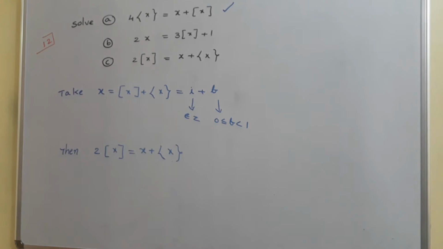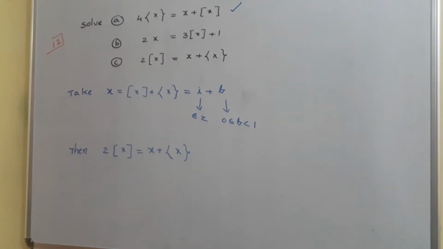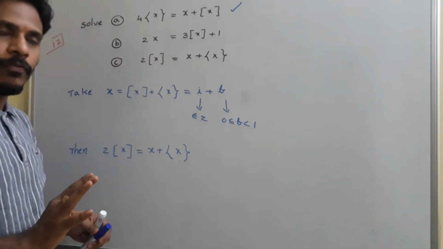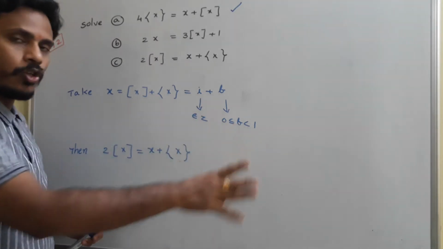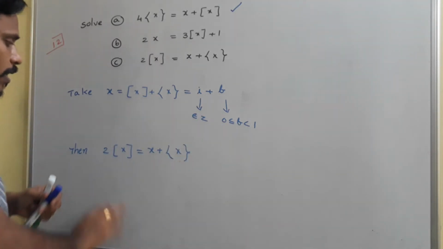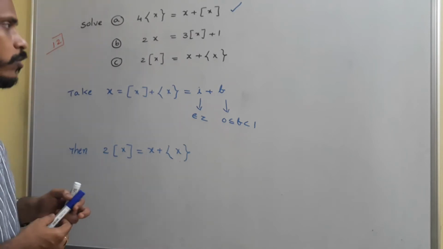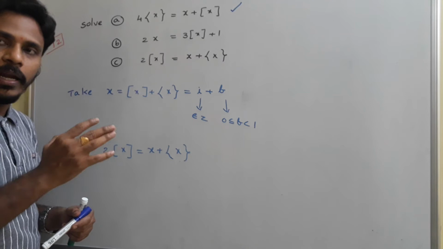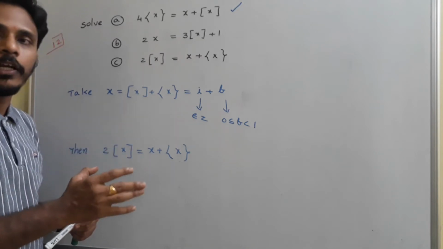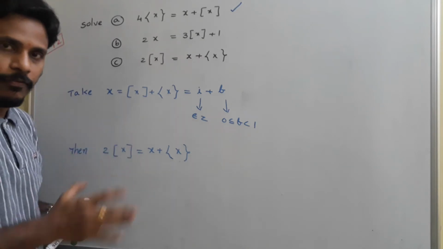The last one, 12C. Okay, the same model. First of all, you just take x as step x plus fractional part of x, which is i plus f. So step x is i, the fractional part of x is f, and that f is between 0 and 1, and i is the integer. The problem is this: 2 step x is equal to x plus fractional part of x. So solving it is nothing but finding x, which means we need to find i as well as f.